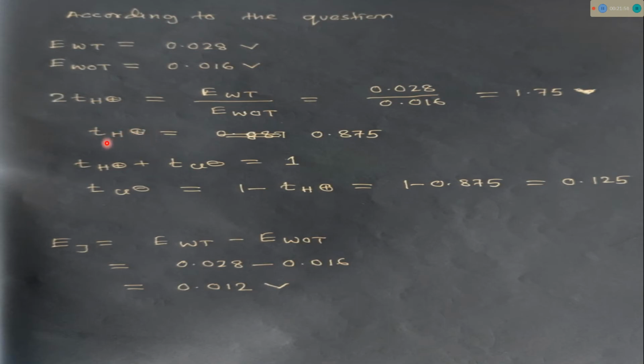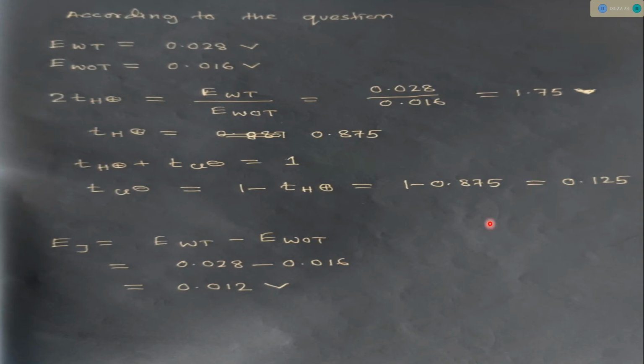We got the transport number of H+, meaning the cation, as 0.0875, and we all know the transport number of cation plus the transport number of anion is equal to 1. This is always true: T+ plus T-, the transport number of cation plus the transport number of anion, is always 1. So T_Cl- becomes 1 minus T_H+. So 1 minus 0.875 means 0.125. So that becomes the transport number of the chloride ion, or anion.